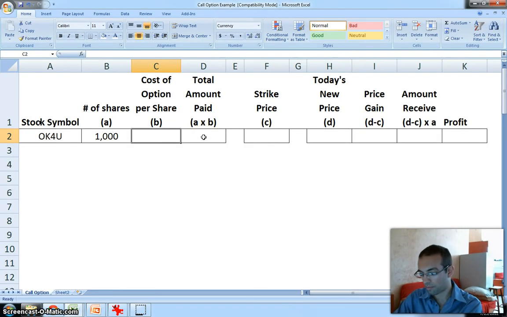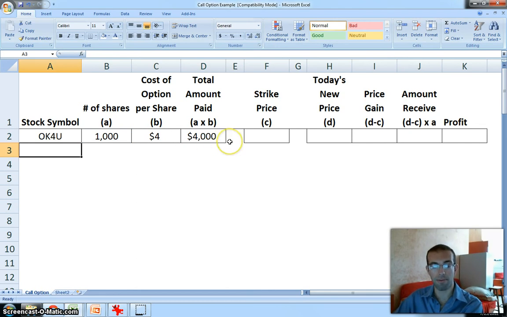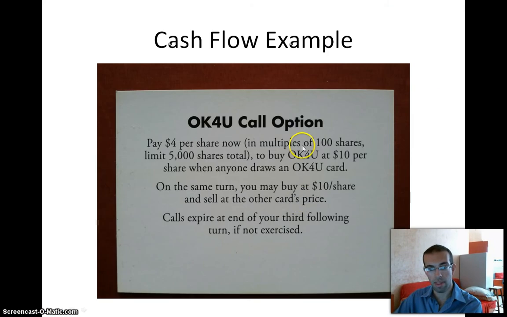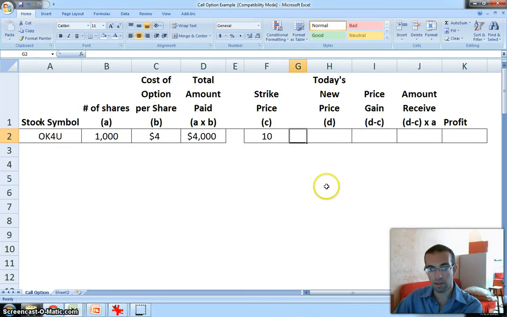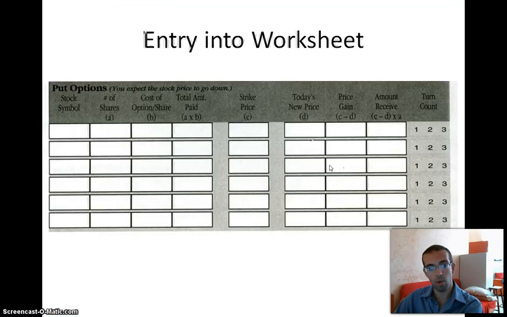The cost of the option per share, going back to that card, was $4 per share now. Total amount paid would be A times B, $4,000. That is known as the premium you're paying for that option. You're paying $4,000 now. Strike price, that was $10 a share. And then on this side, this will happen when you pull a new card with OK for you.